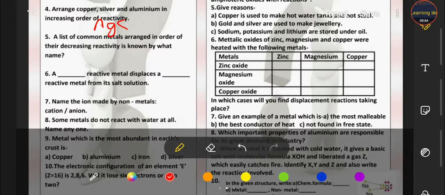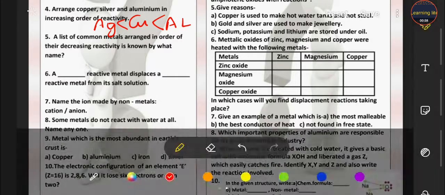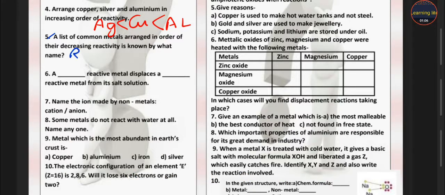then copper, then aluminium. Okay students. Next question is, a list of the common metals arranged in the order of their decreasing reactivity is known as reactivity series. We discussed it in the worksheet, that is reactivity series.